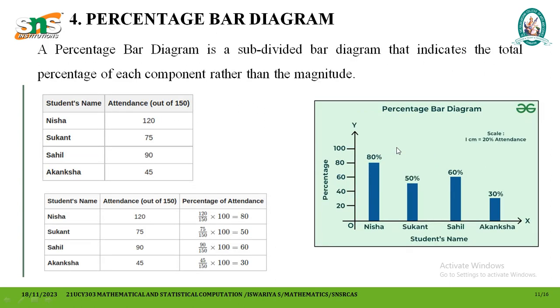And the next one is percentage bar diagram. A percentage bar diagram is a subdivided bar diagram that indicates the total percentage of each component rather than the magnitude. So these are the data we collected for the percentage bar diagram. So we have to convert this data into percentages. Using the converted data, we have to draw a graph for the percentage bar diagram. And this is the diagram for the percentage bar diagram.